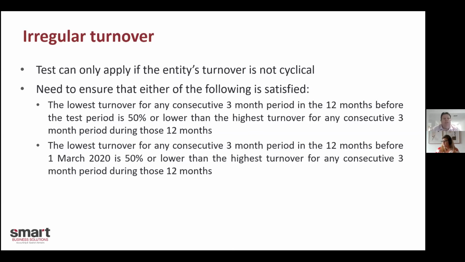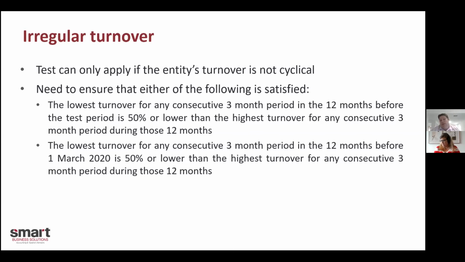So to satisfy step one, to be able to use the alternative tests, we need to ensure that either of the following two is satisfied. The first is that we look at the 12 months before the test period, and we divide that into the 4 quarters. So if you're looking at the September quarter as the test period, then the 12 months before ends on the 30th of June 2020. We divide that into the normal quarters of September, December, March and June. We then compare the lowest turnover figure of those 4 quarters and see if that is 50% or lower than the highest of the GST turnover for those quarters. So we're basically showing that our lowest quarter is at least half of our highest quarter, which demonstrates that, hey, we have an irregular turnover and we need an alternative test.